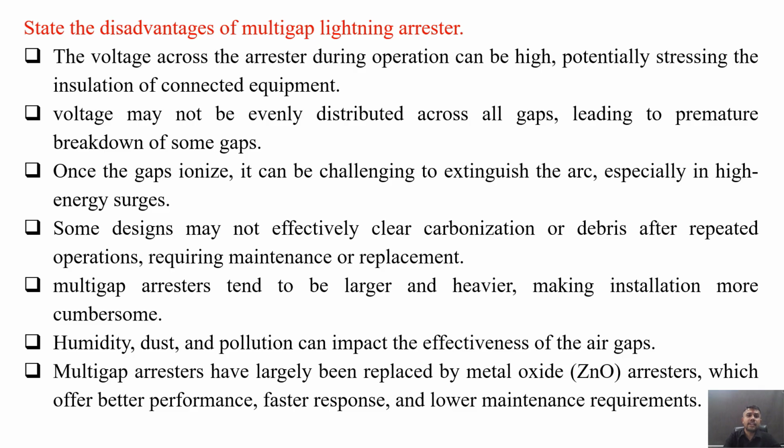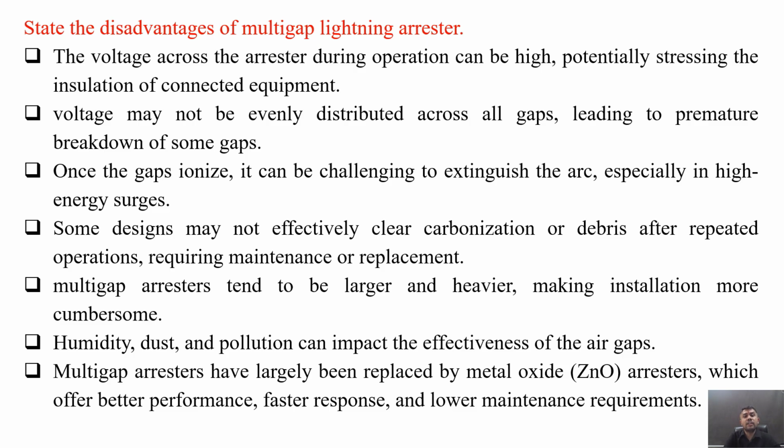State the disadvantages of multi-gap lightning arrestors. So there are several disadvantages of the multi-gap lightning arrestor. Like the voltage across the arrestor during operation can be high, potentially stressing the insulation of connected equipment. Voltage may not be evenly distributed across all gaps, leading to premature breakdown of some gaps. Once the gaps ionize, it can be challenging to extinguish the arc, especially in high energy surges.